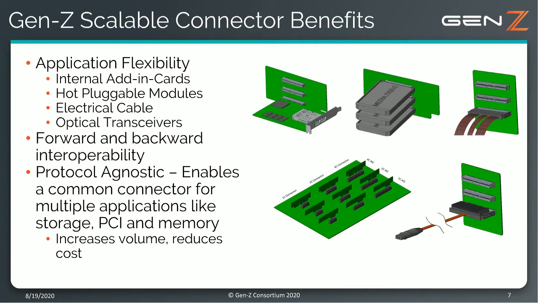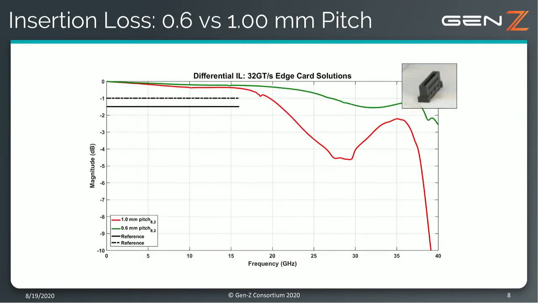So as we mentioned previously, a common connector can be used in multiple applications such as storage, PCI, or memory, which again allows for increased volumes of the connector to be manufactured across multiple suppliers, simplifies supply chains, and reduces costs for the end user. Next, we're going to turn it over to Steve, and he's going to talk about some of the performance benefits of the 0.6 millimeter pitch Gen-Z Scalable Connector. Steve?